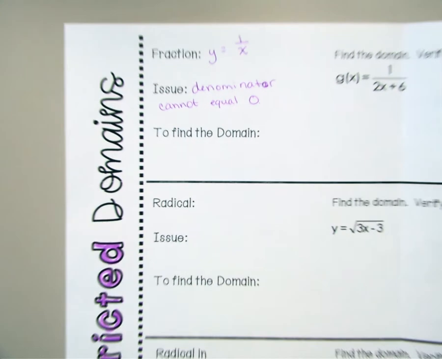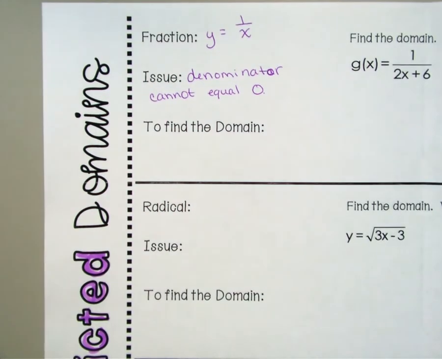The real basic definition of division is you're taking however many items and you're trying to put them into that many groups. So like 6 divided by 2 means you're taking 6 items and putting them into 2 groups, 3 items in each group. I can't take 6 items and divide them by 0. I can't put them into 0 groups. It just doesn't make sense. It's not possible. So our issue here is we cannot have a denominator that is equal to 0.